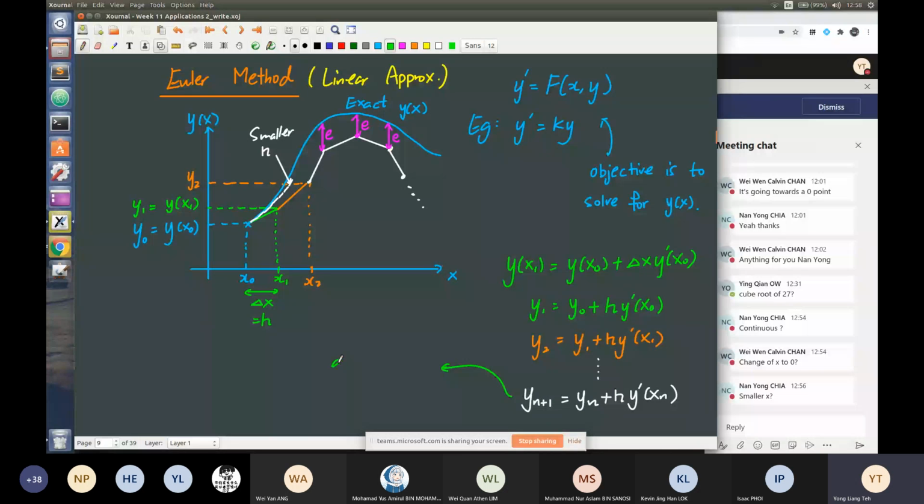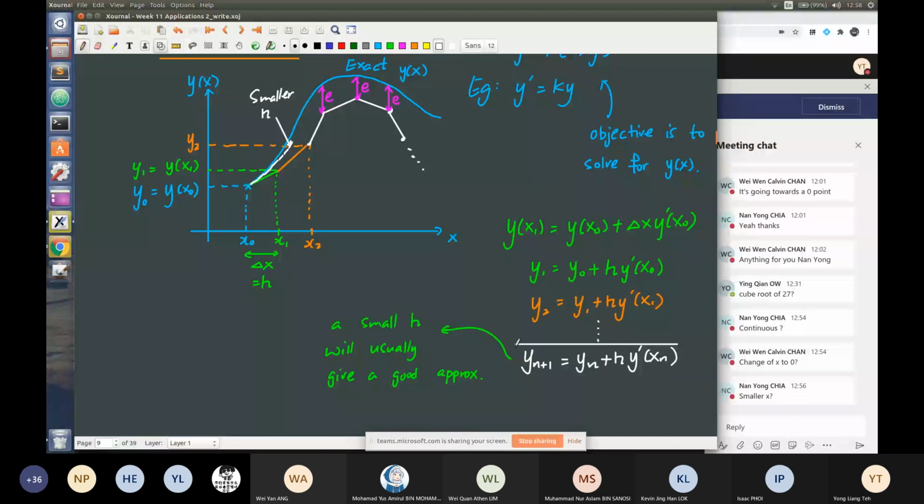A small h will usually give a good approximation. So this is Euler's method. It's just like the bisection method. You just keep on repeating the same code. So what is the code? The code is actually this. So this is actually my Euler's method here. Just this formula.